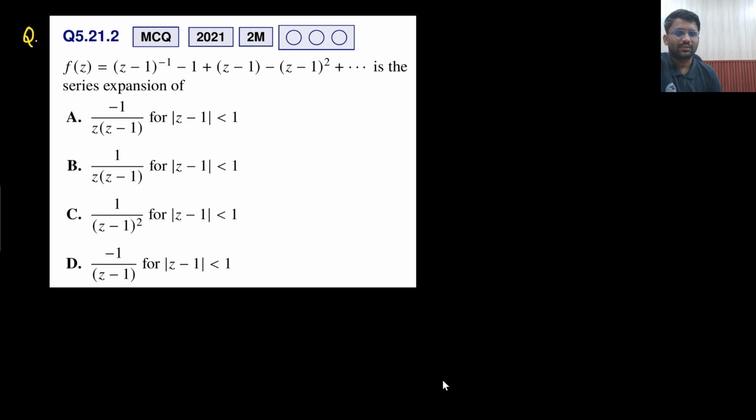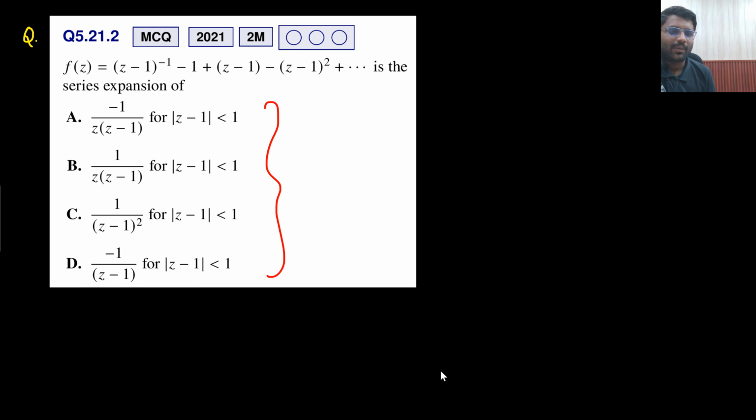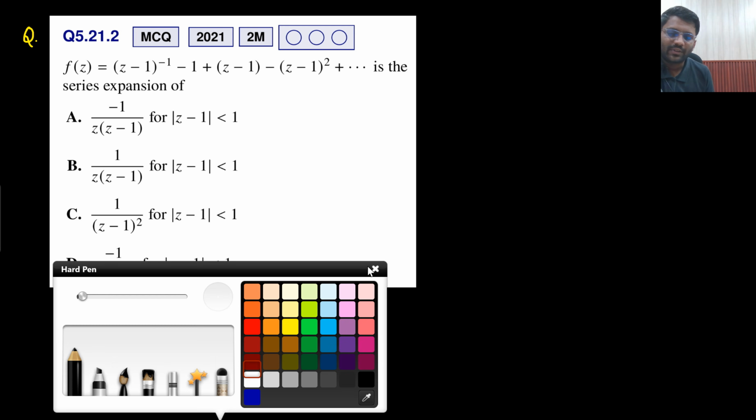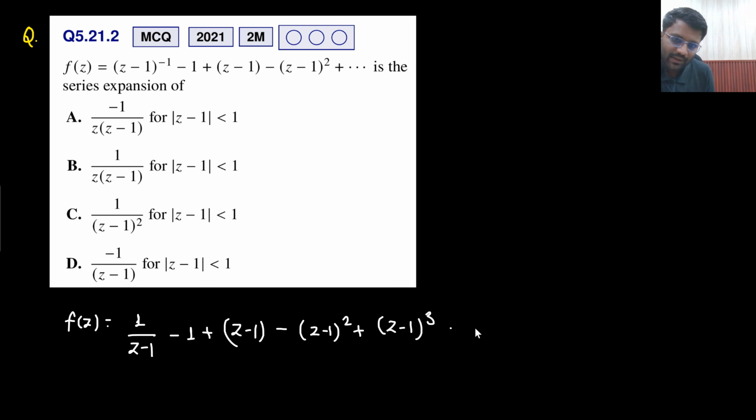Last question, this is the question. How will you check it? How will you tell the answer? Will you expand all of them about z equals 1? No. You see your f of z, no? What is your f of z? If you see your f of z, sir, f of z is nothing but 1 upon z minus 1, then minus 1 plus z minus 1, minus z minus 1 whole square, then plus z minus 1 whole cube, and so on. Isn't it a GP?